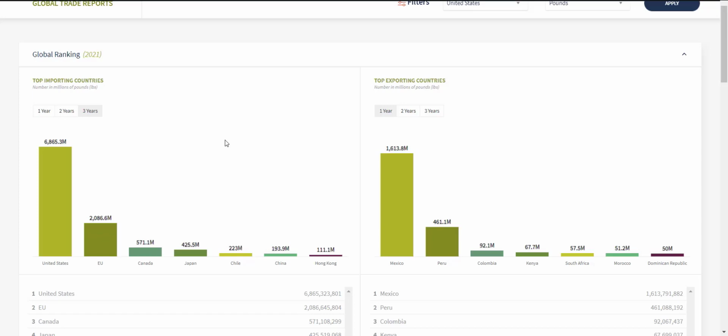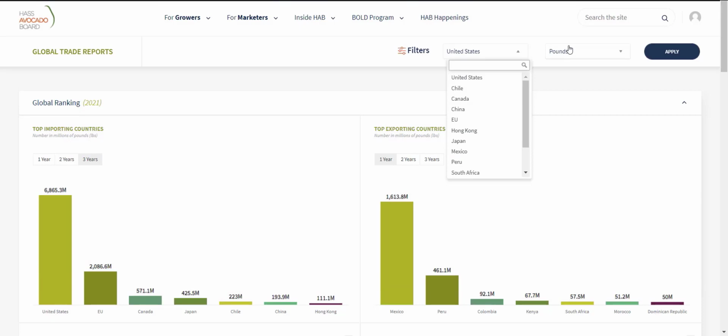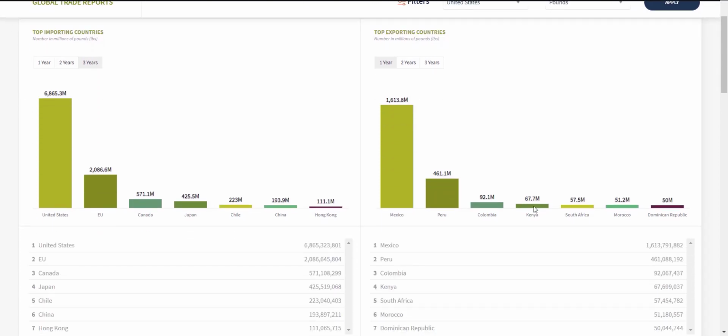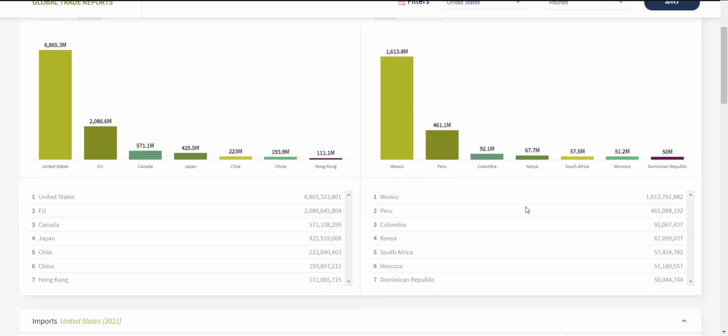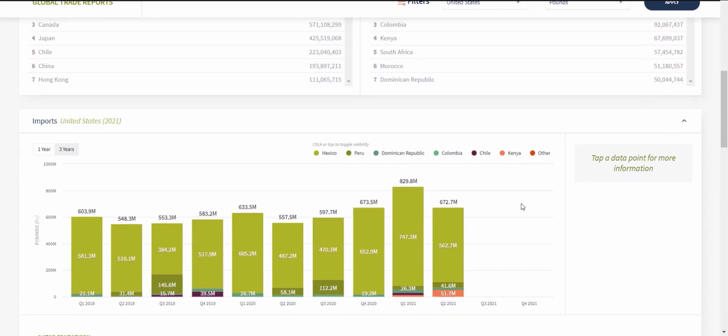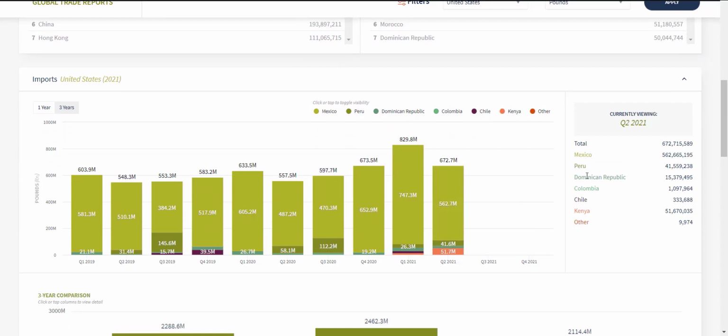The first section, for example, provides avocado trade data ranking the main avocado importing and exporting countries in the world. You can select a country from the list and choose the units that you'd like to see, either pounds or kilos. And these reports will provide detailed information on import and export quarterly volume data for each market or producing country. When you click on one of the data points, you can see the list of countries that supply that market or the list of markets that the selected country supplies with avocados.